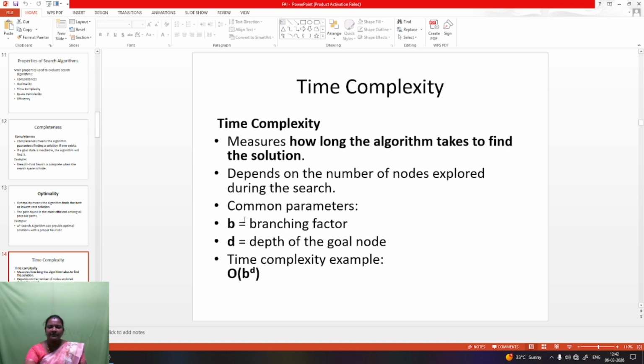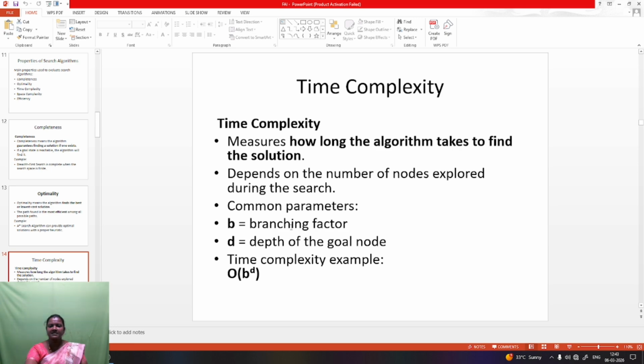Here the common parameters are branching factor and depth of the goal node. B means branching factor. Branching factor means the number of children a parent node has. D means depth of the goal node. Depth means the level of the goal node. Then the formula for the time complexity is O of B power D.